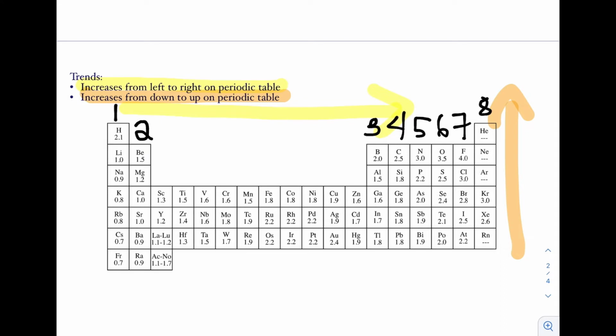So from this graph, using these trends, you can determine what is the least electronegative atom along with the most electronegative atom, and everything in between. You can compare electronegativities among different atoms. And one of the most important atoms on this periodic table would be fluorine, because it is the most electronegative atom out of all of the atoms on the periodic table.